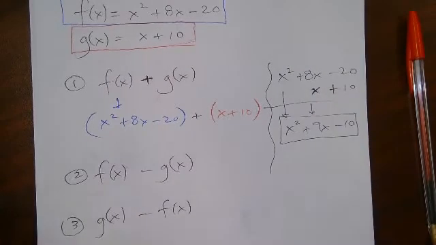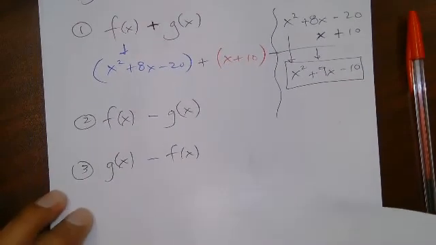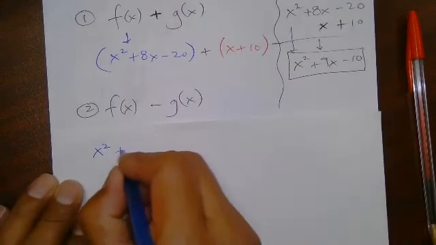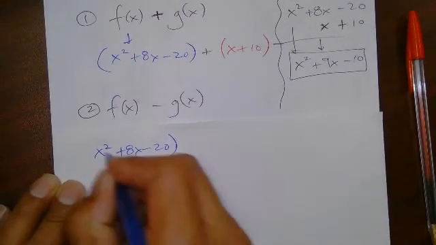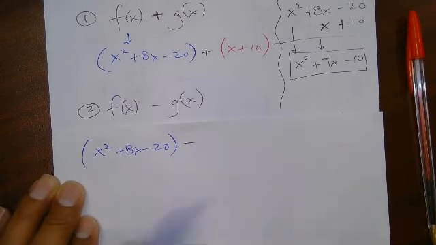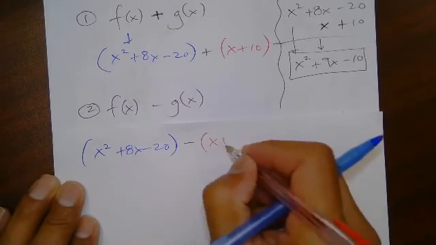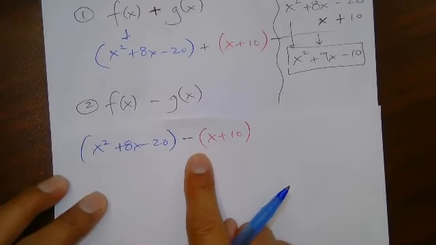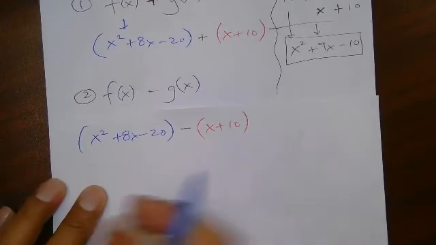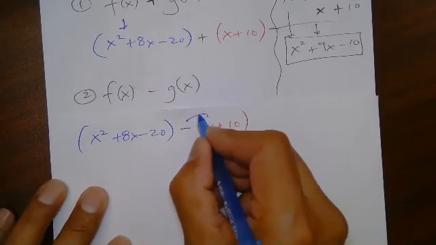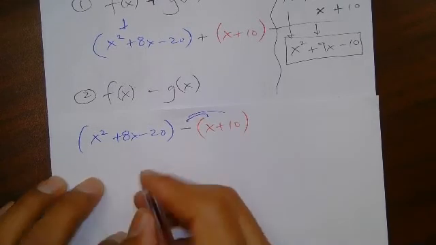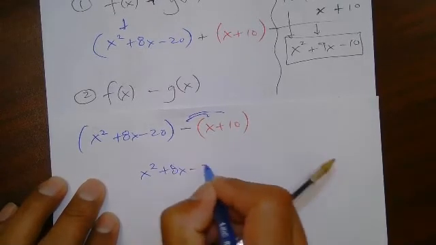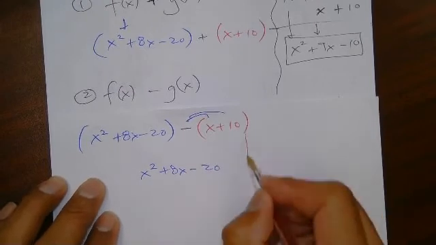Okay, so here it goes. Let me do number 2 real quick. You can copy this later. Okay, f of x, which is x squared plus 8x minus 20, minus g of x, which is x plus 10. You got to be careful when there's a subtract. Why? Because that negative has to distribute.